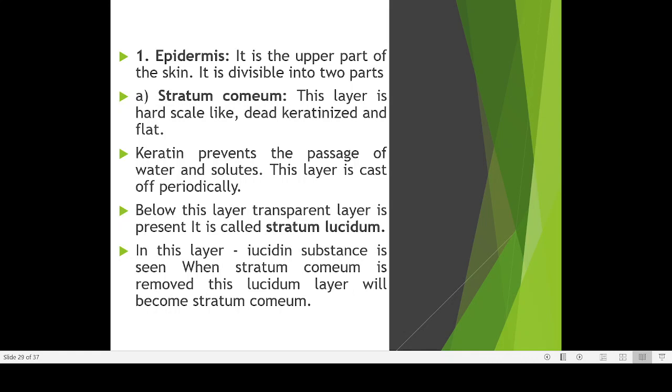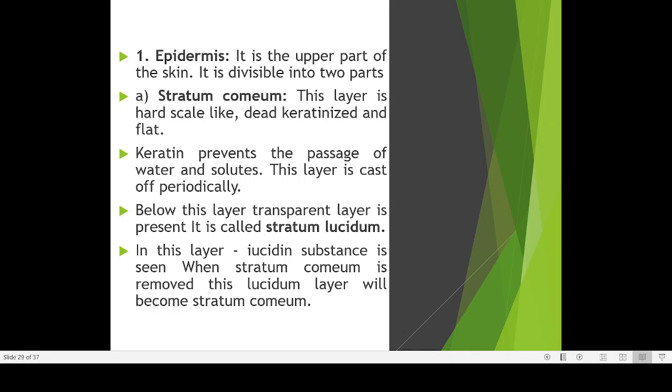Then below the stratum corneum, we have another layer called stratum lucidum. Lucid means clear layer. That is why that layer is known as stratum lucidum. It's a transparent clear layer. In this layer, lucidum is a substance. This is not I, it is L. Lucidum is present.